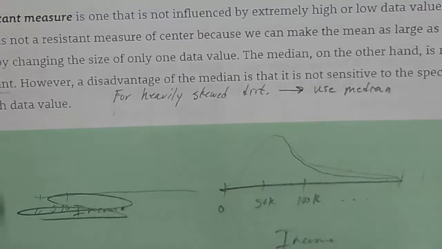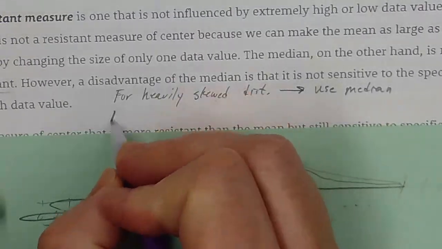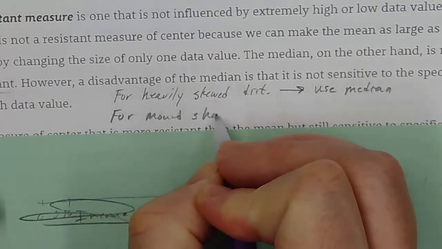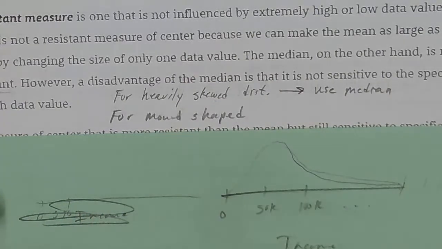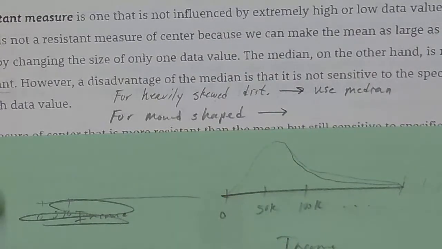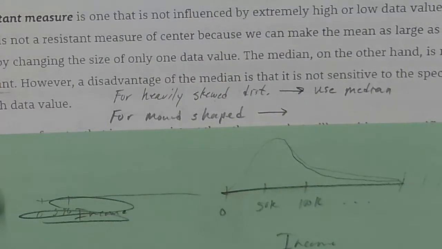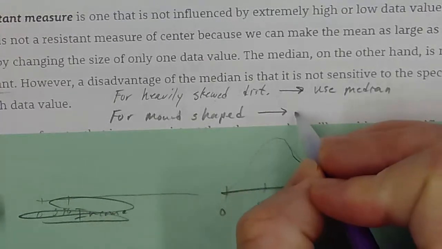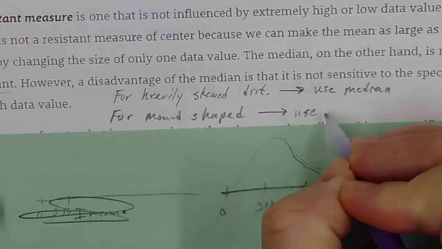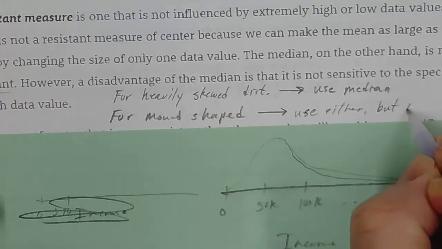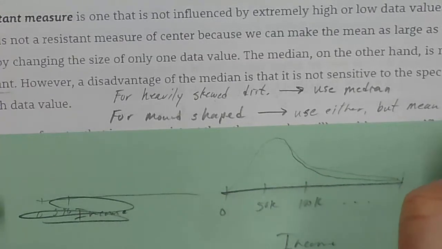But if it's not, and it's just a mound-shaped normal distribution, so for mound-shaped, we don't really need to. Either is fine. But we tend to use the mean just because people like averages better. It's a good measure of central tendency. It's the most commonly used one. So for mound-shaped, we could use either. So I'll put use either, but mean is the most common.